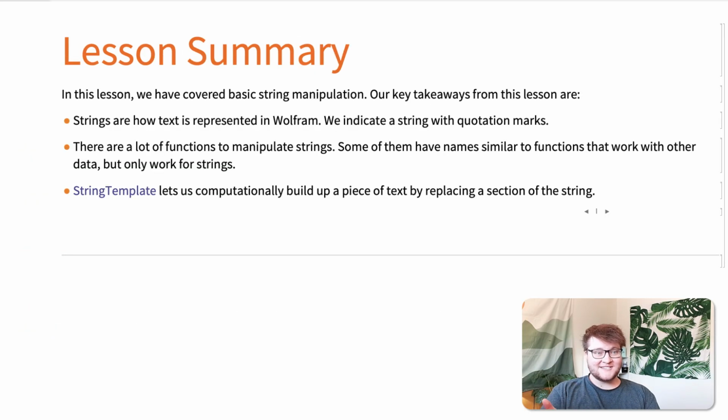So in summary, for this lesson, we've covered a lot of basic string manipulation, and our key takeaways from the lesson are that we represent text in Wolfram using strings, and we indicate those strings with quotation marks. There are loads of functions that we can use to manipulate a string. Some of them have names that are really similar to functions that work with other types of data, but in this case it only works for strings. And string template is a really cool function that lets us computationally build up a piece of text by replacing a section of the string.